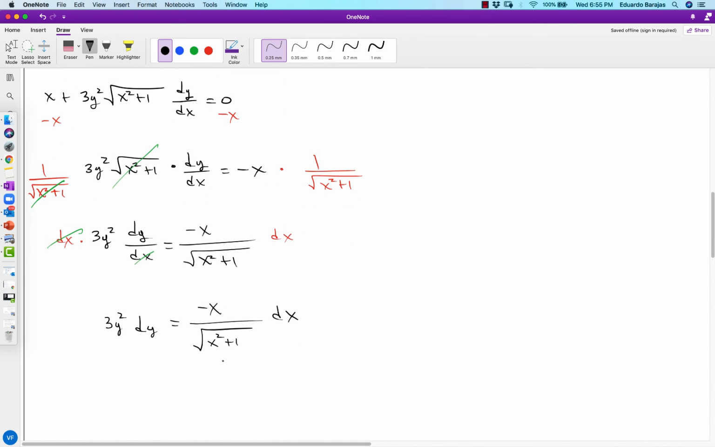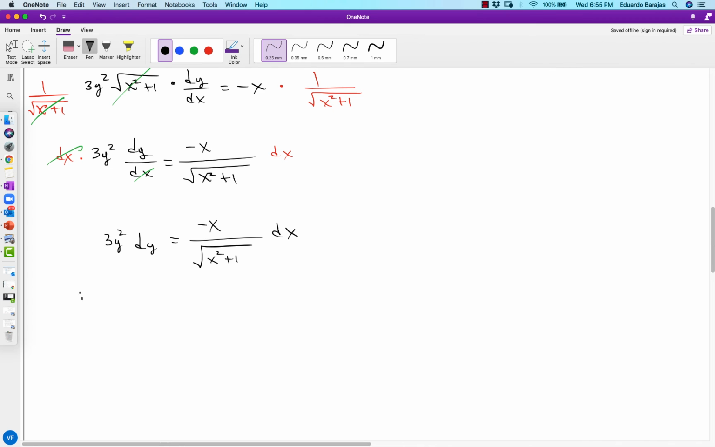Good. So now I can integrate both sides of the equal sign here. Let's integrate 3y squared dy. That should be easy. And now integrate minus x over the square root of x squared plus 1 dx. Maybe a little bit more challenging. The left-hand side is super easy. That's just going to be equal to 3 times 1/3 y to the third power. The derivative of this, bring down, cancel, gives me exactly that right there. So the left-hand side is easy.